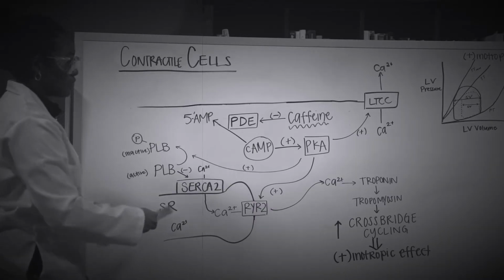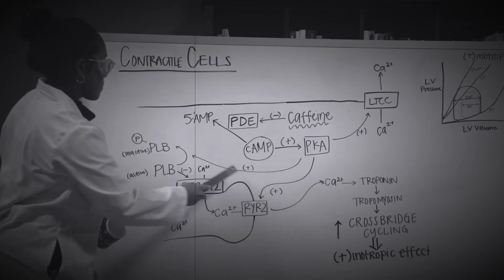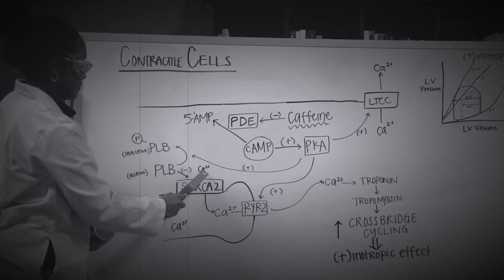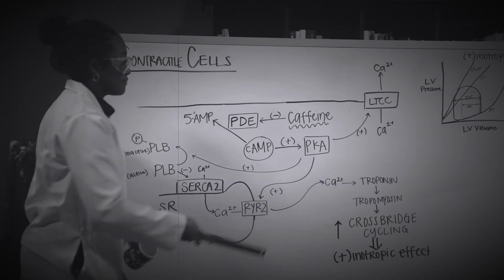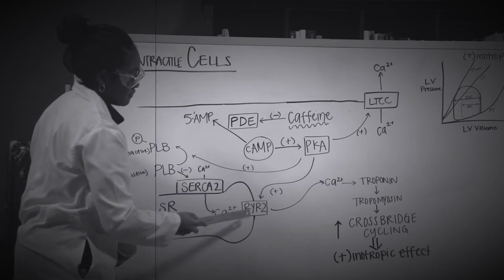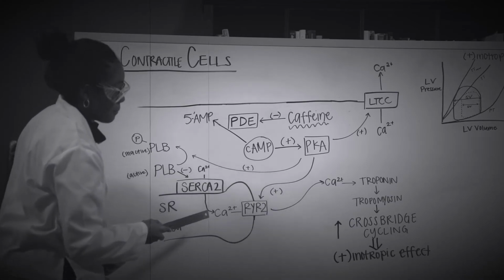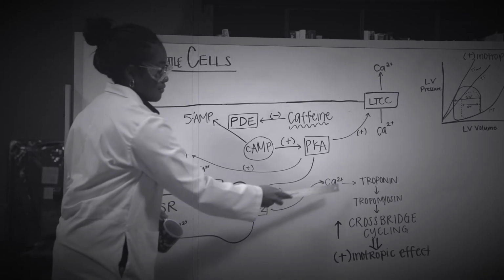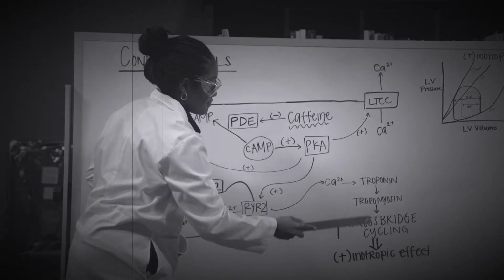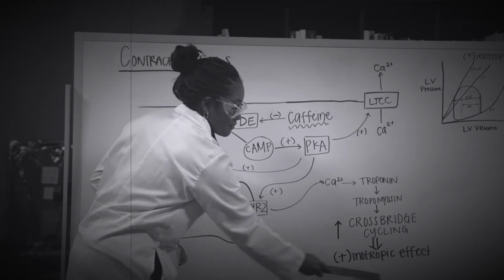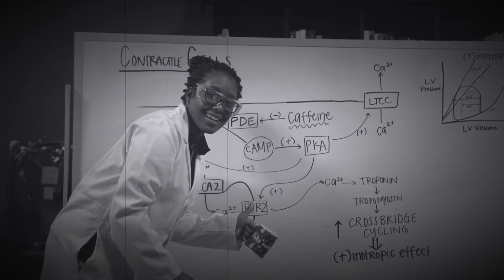Phospholamban normally inhibits SERCA2. When PKA inactivates phospholamban, SERCA2 can pump calcium into the sarcoplasmic reticulum. PKA also stimulates RYR2 on the sarcoplasmic reticulum, allowing calcium to exit. Calcium then binds to troponin, which causes a conformational change in tropomyosin. This increases cross-bridge cycling and causes a positive inotropic effect.